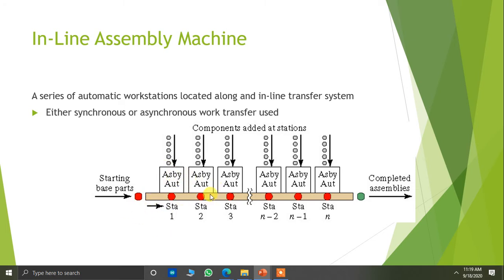Okay, that is synchronous. Asynchronous means irrespective of the machines, this movement will be there. That is very simple. If the output of the machines is synchronized with the conveyor belt, that means it's synchronous. That means it should give an output, then only the transfer will happen. Irrespective of the machines, if the transfer happens, that is asynchronous. Am I correct? Did you understand the concept of synchronous and asynchronous work transfer?